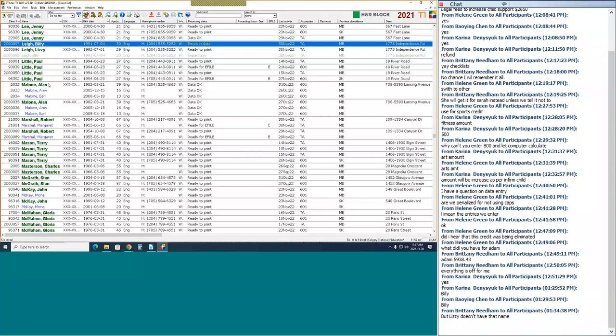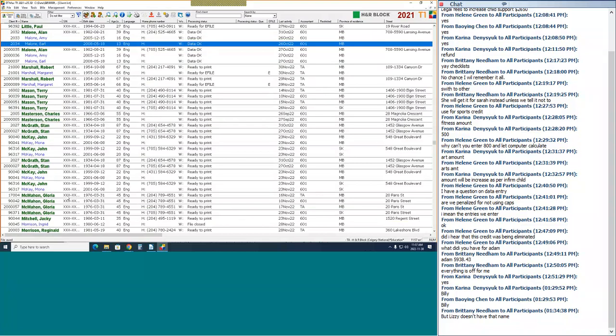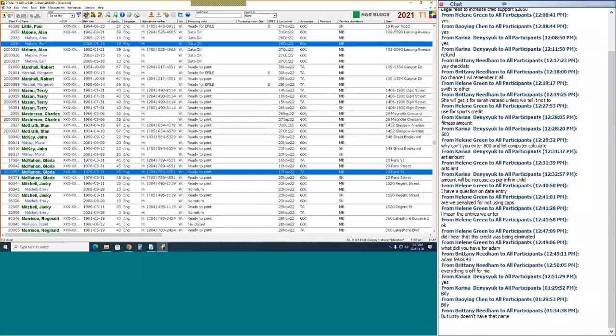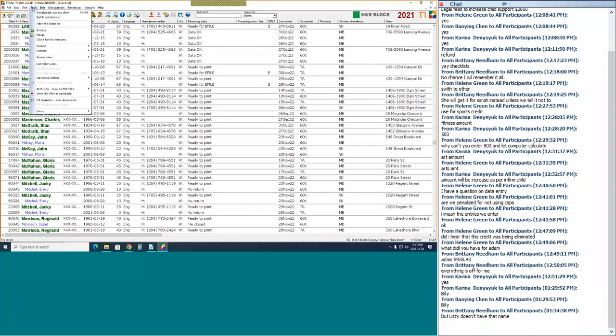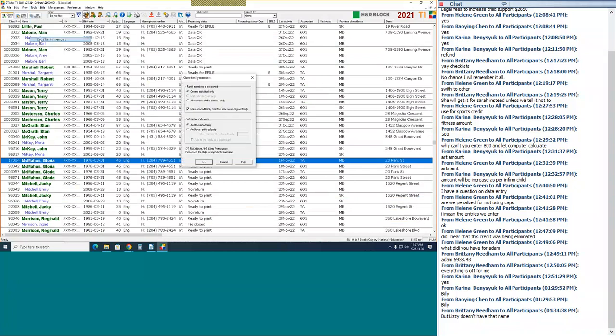Again, you could clone people together. So maybe I have Gloria McMahon who has met Terry Mason, and now they're going to be a family together. I'm going to pick which one I want to be the family head. I'm going to write their number down. I'm going to go to the person I want the spouse to be, and I'm going to say tools, and I'm going to say clone family members into an existing family. And then I can clone them in as a dependent.